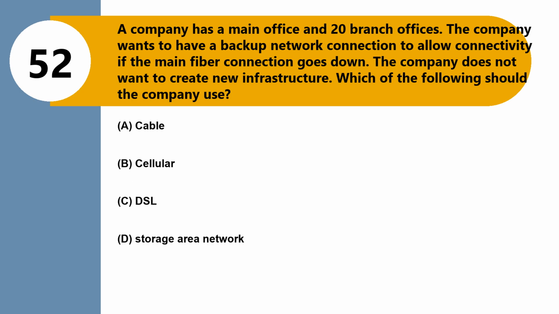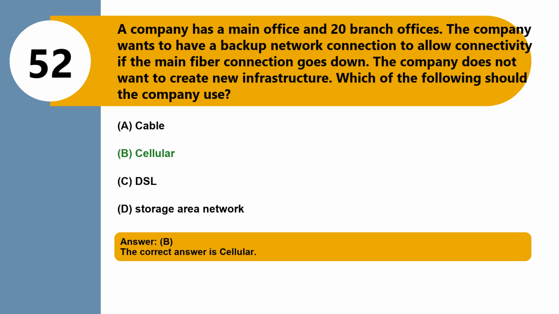Question 52. A company has a main office and 20 branch offices. The company wants to have a backup network connection to allow connectivity if the main fiber connection goes down. The company does not want to create new infrastructure. Which of the following should the company use? Option A, cable. Option B, cellular. Option C, DSL. Option D, storage area network. The correct answer is option B, cellular.